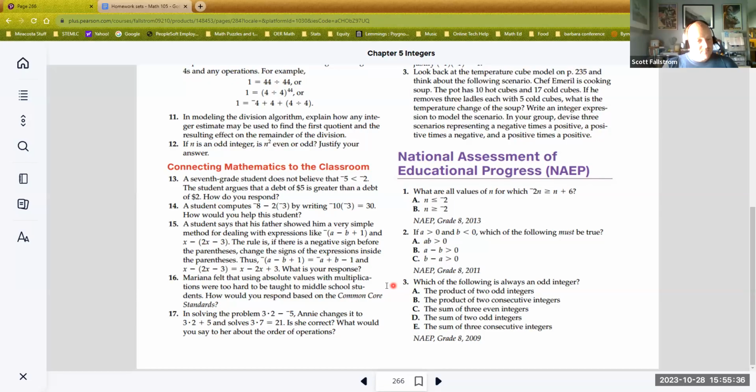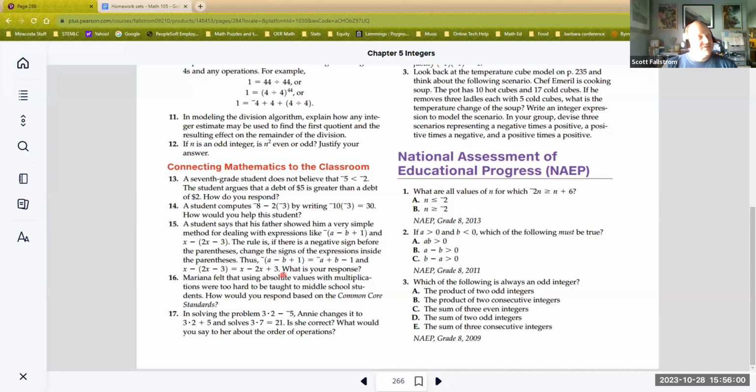Does this work? I gotta tell you, once you get into the classroom, you'll realize you're going to deal with quite a few parents, and parents who may have a different idea about how to present certain concepts. Let's see here. Mariana felt that absolute values with multiplications were too hard to be taught to middle school students. How would you respond based on the Common Core standards?